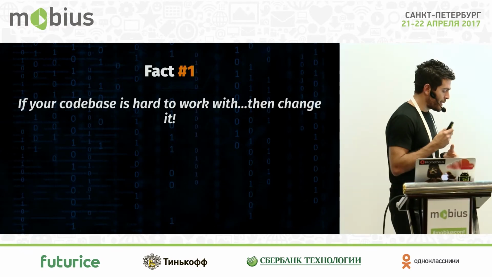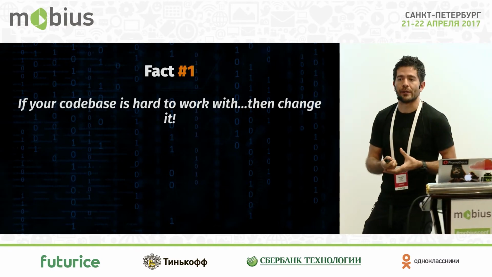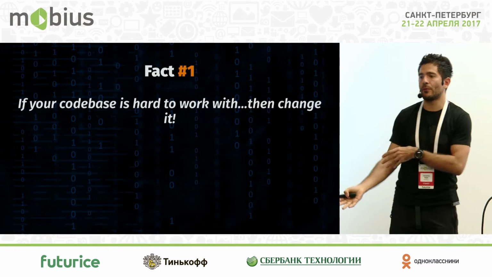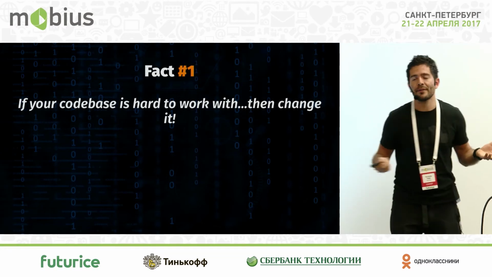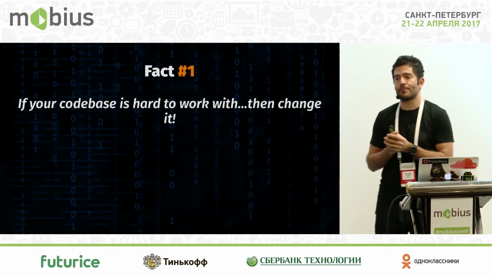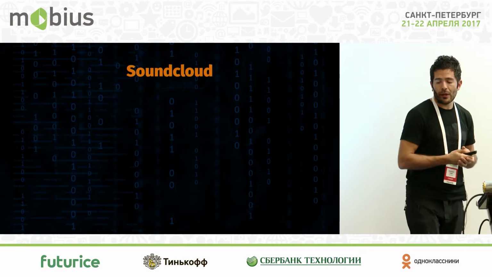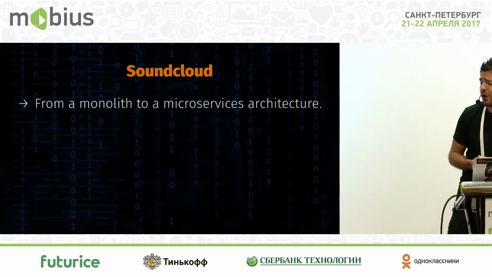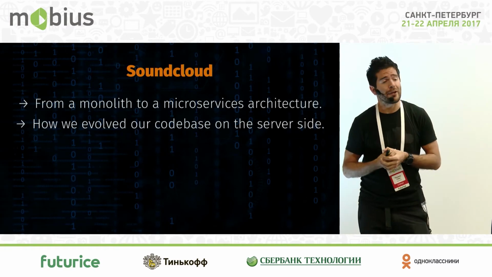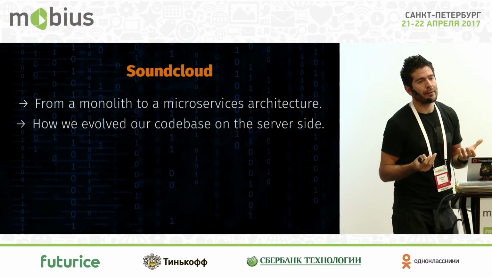So the first thing is if your code base is hard to work with, change it. If you see some part of the code that you're struggling with, just change it. Maybe it needs some refactoring. It needs another approach, another thing. So that's point number one. And at SoundCloud, we talk a lot about how we changed our monolith to a microservice architecture and how we evolved our backend.